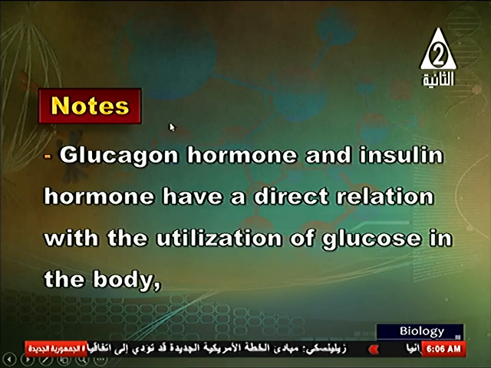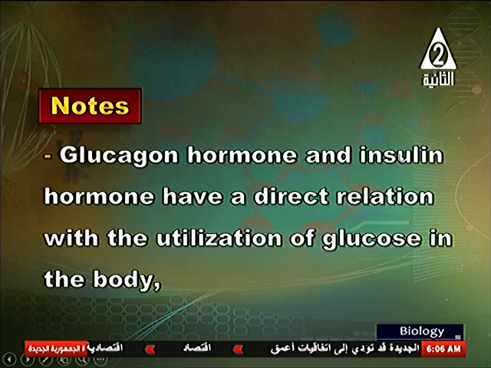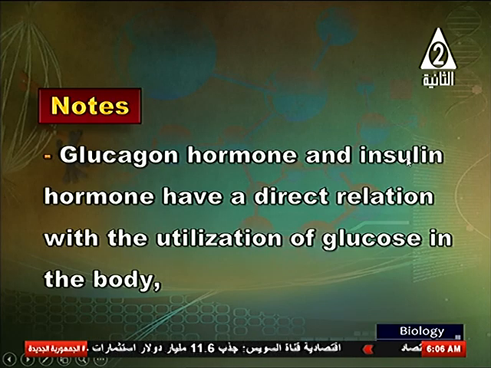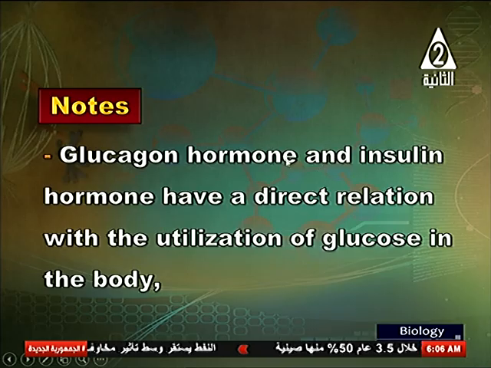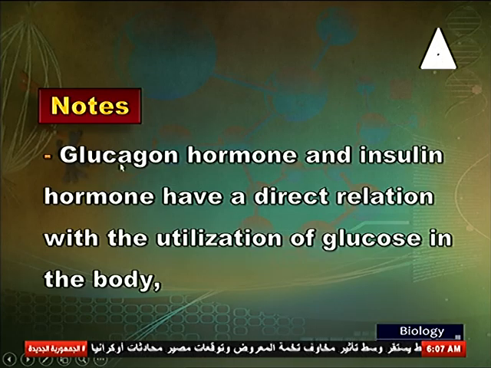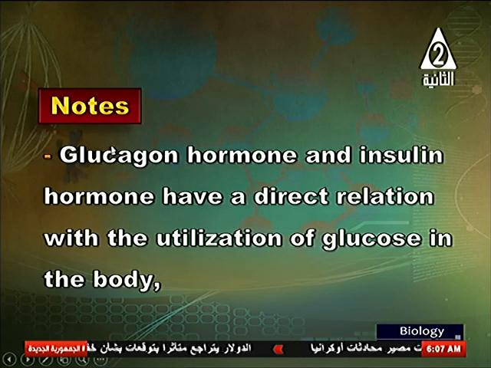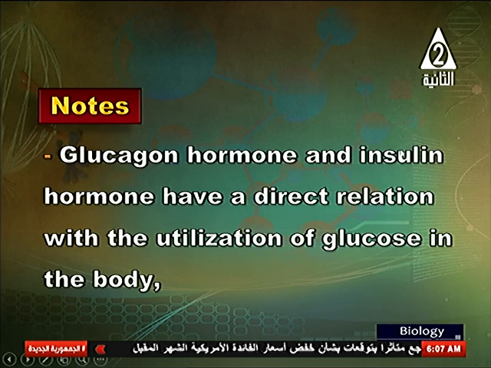Glucagon hormone converts glycogen into glucose. Insulin hormone converts glucose into glycogen or lipids, or gives it to cells to get energy. Both have the same aim: to make the glucose level in blood normal. But they reach their aim in a different way. Glucagon makes the glucose level normal by converting glycogen to glucose, while insulin makes the glucose level normal by converting glucose to glycogen.